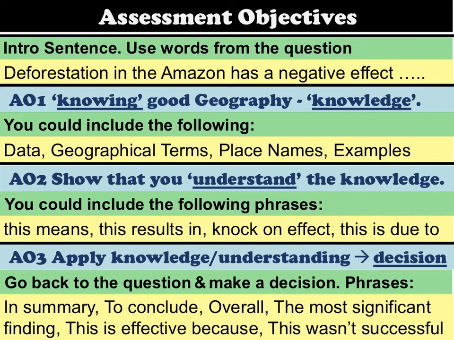As we talk about in class lots, we've got assessment objectives, so AO1, AO2, AO3. AO1 is knowing good geography, so the knowledge, data, geography terms, place names, examples. AO2 is the understanding, so you show you understand it through explaining things, using phrases like this means that, this results in, a knock-on effect of this is due to.